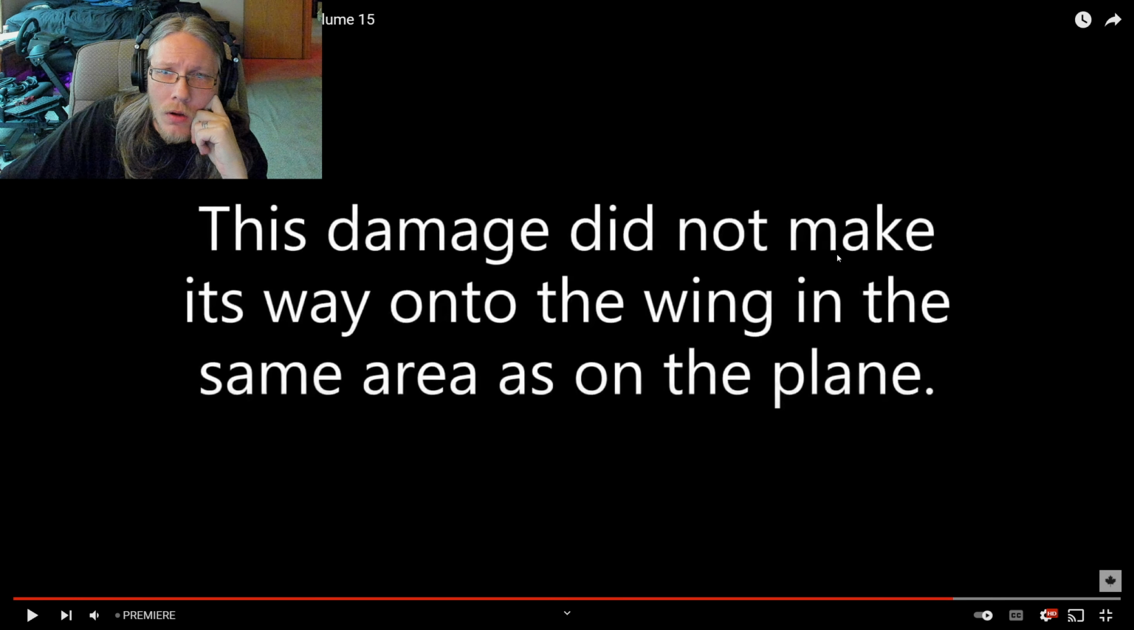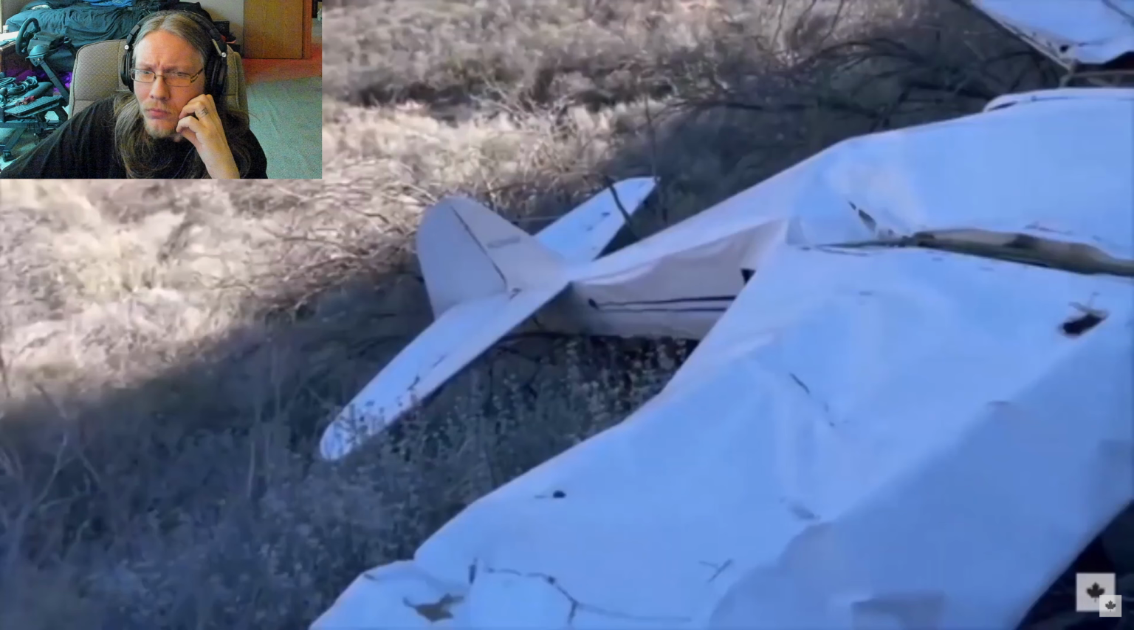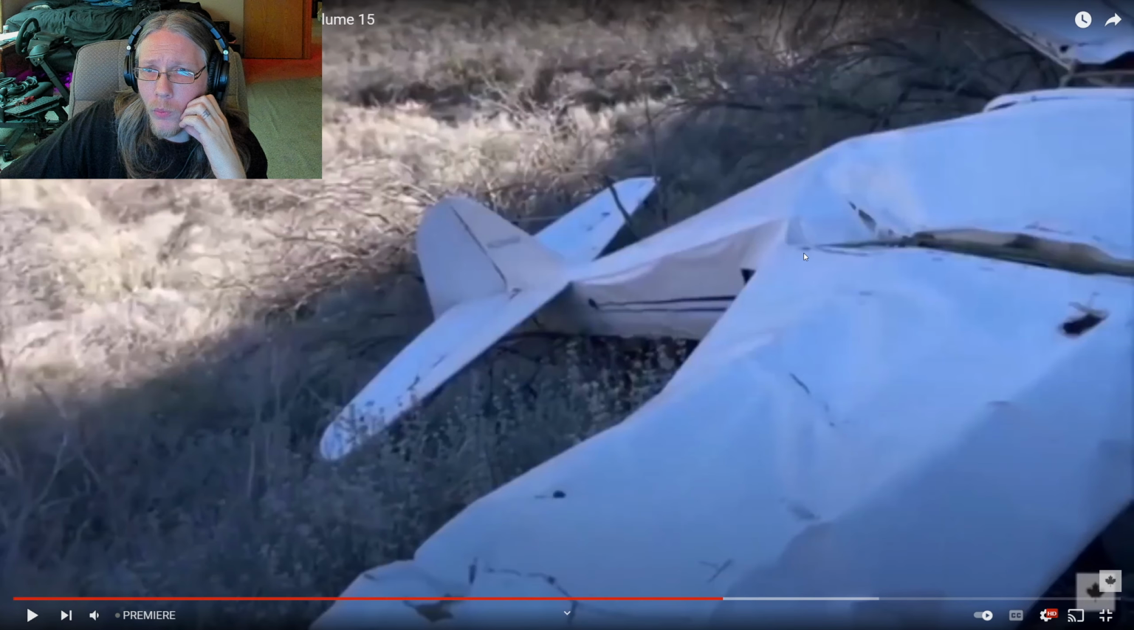This damage did not make its way onto the wing in the same area as on the plane. What are you talking about? I don't get this one. I mean, we got that damage right there. We got the bent tail right here. And what we'd be seeing would be on the other side of the airplane. And as I said, it's more than likely not damage. It's probably a shadow.